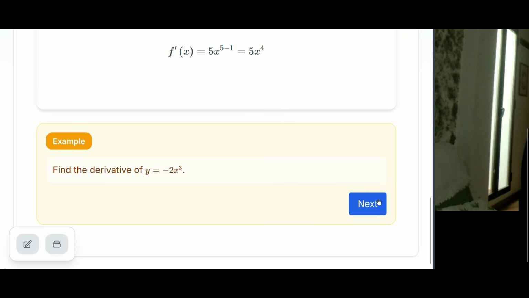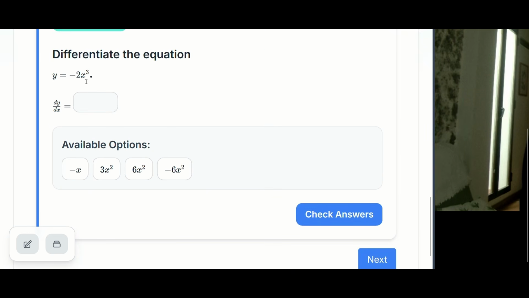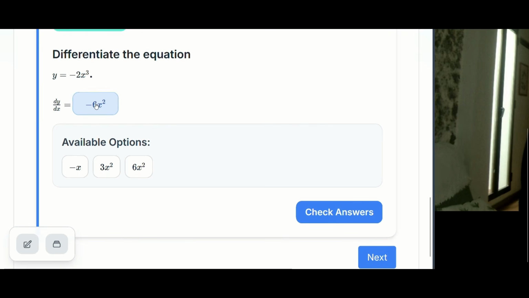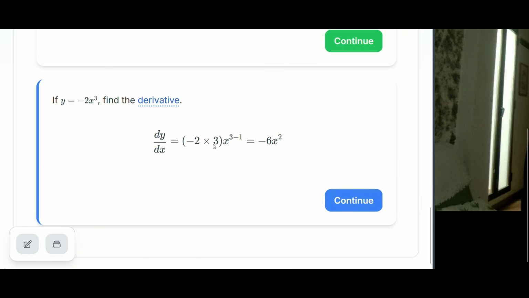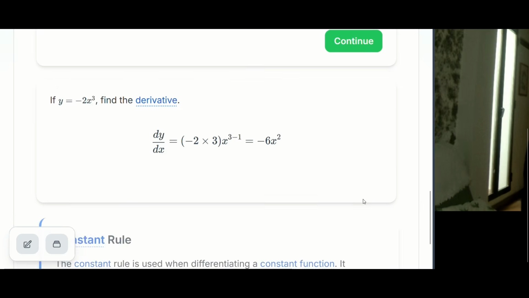If I have minus 2x cubed, let's have a think about what's going to happen here. I'm going to have minus 2, and when I bring the 3 down, I'm going to multiply by it. So it's minus 2 times 3 is minus 6. And then take 1 from the power, so the 3 becomes a 2. And here's your working out, so minus 2 times 3, and then take 1 from the power.